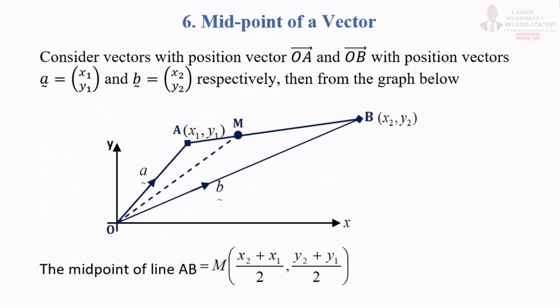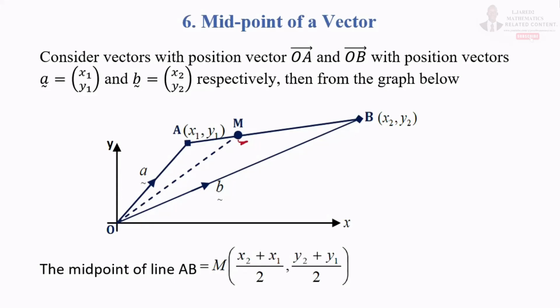The midpoint of a vector, that is now number 6 in the course outline. We are saying that consider vectors OA, OB with position vectors, vector A having x1, y1, vector B having x2, y2 respectively. Then from the graph below, we can see that the midpoint, which is point M, the midpoint of AB is given by the M, which is the average of the corresponding components of point A and point B.